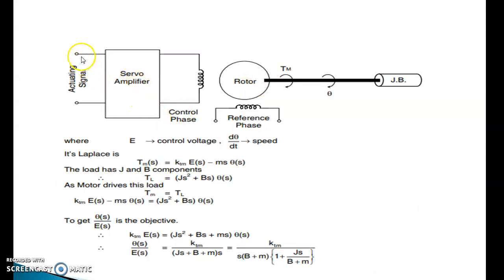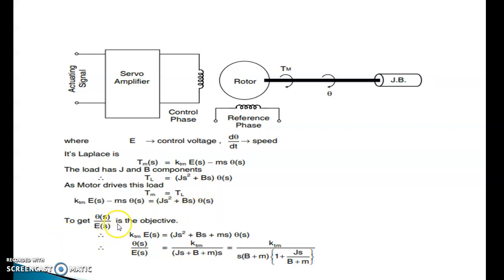This is the servo motor, this is the actuating signal, this is the control phase, this is the rotor, this is the reference phase, this is Tm, this is θ, this is J, B, where e is the control voltage and dθ/dt is the speed. Its Laplace transform is Tm(s) = Kt E(s) − m s θ(s). The load has J and B components. TL = (Js² + Bs)θ(s). As the motor drives the load, Tm = TL, so Kt E(s) − m s θ(s) = (Js² + Bs)θ(s).